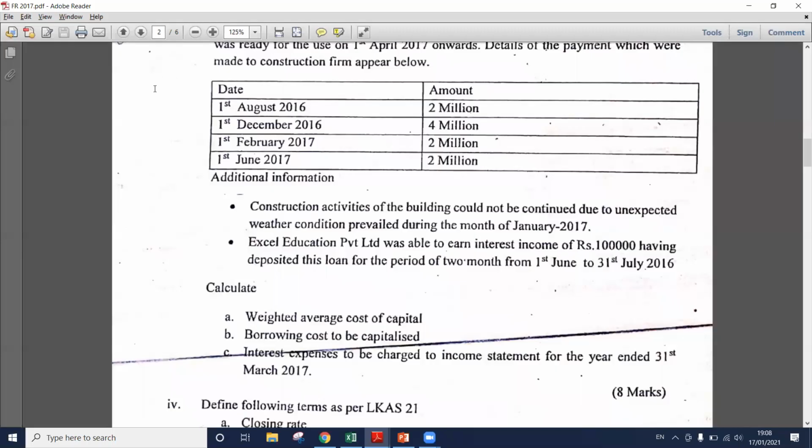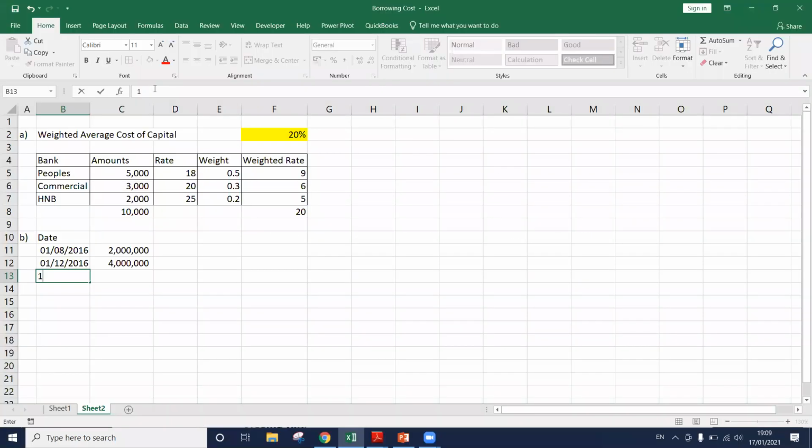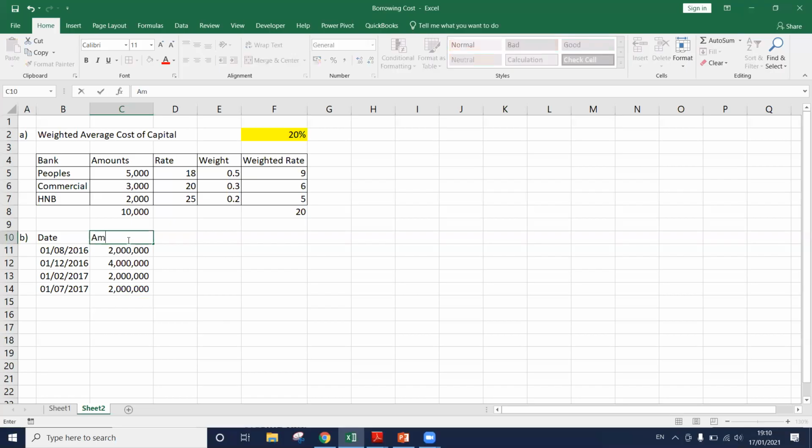Right? So I will have the total 4 million. On 1st of February 2017, we have utilized, we have incurred an expense of another 2 million. And finally, on 1st of June 2017, we have, right? So if we consider the first instance, so these are the amounts.